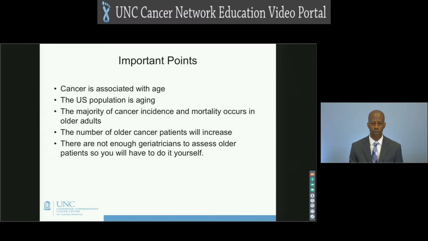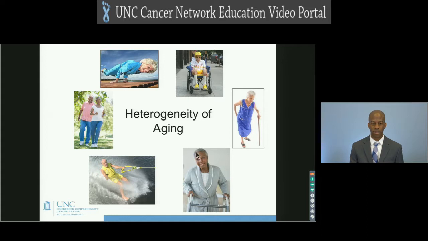So a few important points here. Cancer is a disease that is strongly associated with age. The U.S. population is aging. The majority of cancer incidence and mortality occurs in older adults. The absolute number of older cancer patients is going to increase. And really there are not enough geriatricians to assess older patients, so we'll all have to learn. All healthcare providers and ancillary staff, including nurses and support staff, will need to learn how to assess and care for older cancer patients. So I'm going to switch gears here a little bit and talk about the heterogeneity of aging.